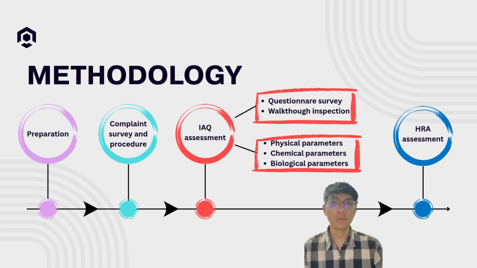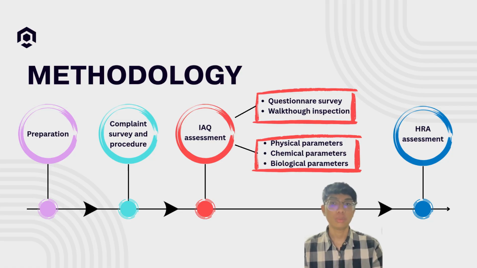The next step is complaint survey and procedure, where a complaint procedure will be requested from the company, and then a complaint survey based on ICOP IAQ 2010 Appendix 2 will be distributed. Then I will begin the IAQ assessment. First is the walkthrough inspection. It will be conducted based on the checklist outlined in Appendix 3A of ICOP IAQ 2010. A questionnaire survey based on ICOP IAQ 2010 Appendix 3B will be distributed to the occupants.